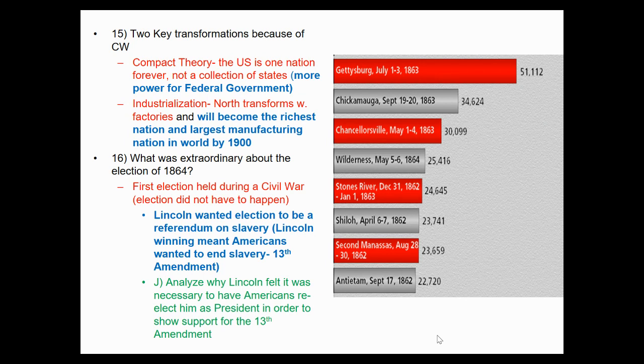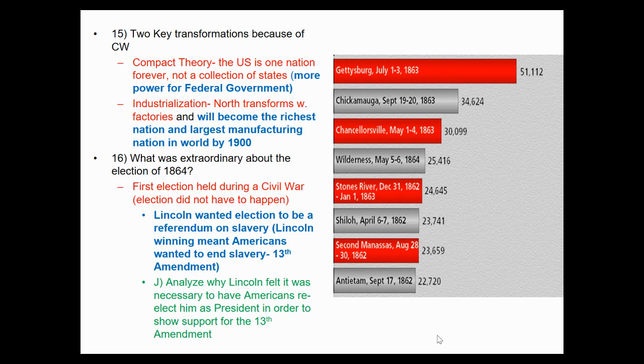Now, another extraordinary thing at the end of the war is that the election of 1864 for the presidency was held. Never in the history of the world had there ever been an election in which a nation was in a civil war where the nation's fighting itself, and half the nation wasn't there to vote. Now, the reason why this was held is because Lincoln wanted the election to be a referendum on slavery. Lincoln felt that winning meant Americans wanted to end slavery, or the 13th Amendment.